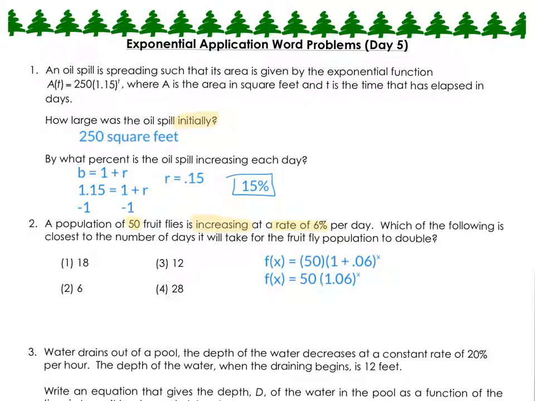Okay, so which is the closest number of days it will take for the fruit fly population to double? So that means that we're looking for f of x, the population, to now be 100. So then you would have to either put this in where y equals and check the table to find out when our y value finally goes over 100, or you can plug in each answer in place of x and see which one you get.